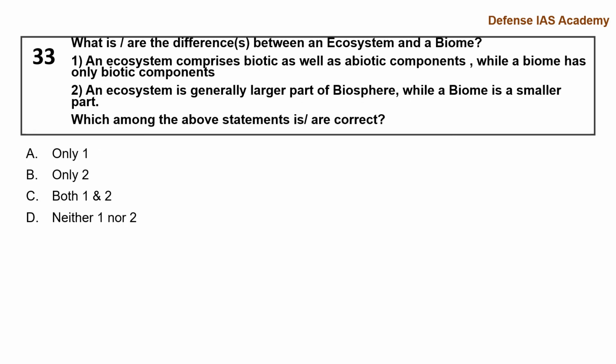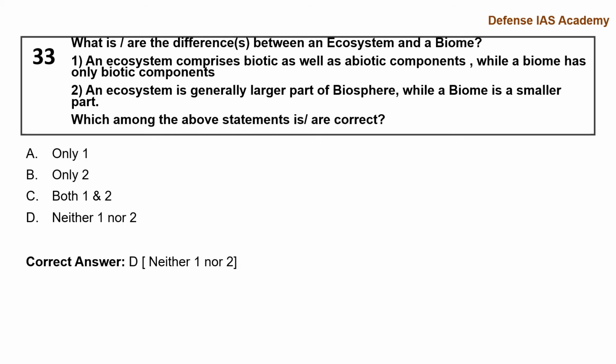Question 33. What are the differences between ecosystem and biome? 1. Ecosystem comprises biotic as well as abiotic components, while a biome has only biotic components. 2. An ecosystem is generally a larger part of the biosphere, while a biome is a smaller part. Which among the above statements is correct? The correct answer is D, neither 1 nor 2. I think this question is repeated.